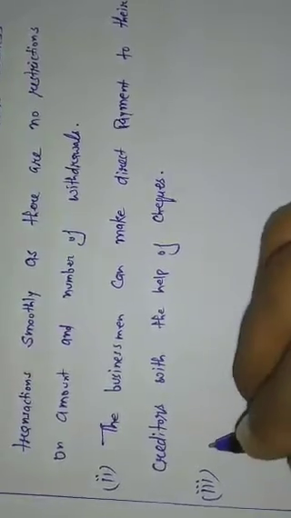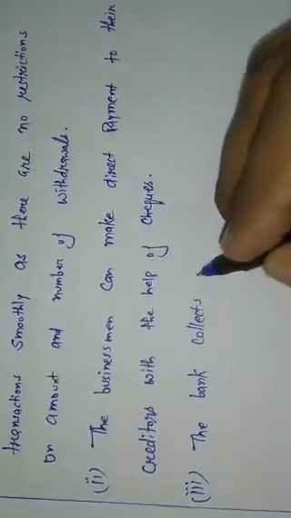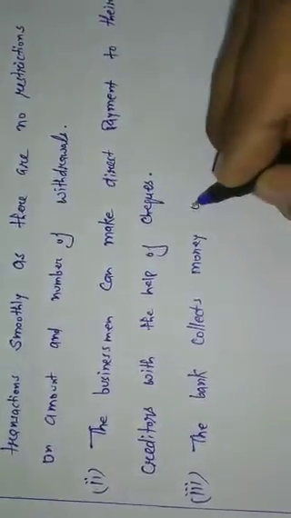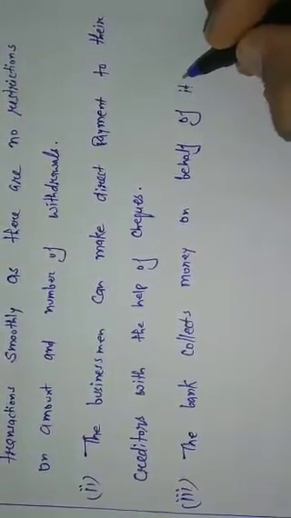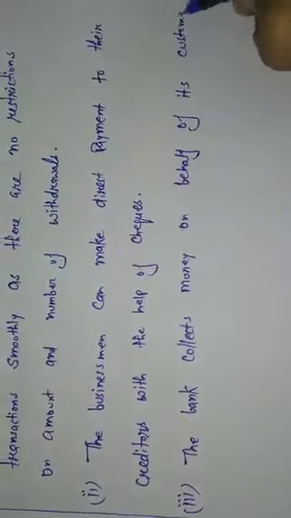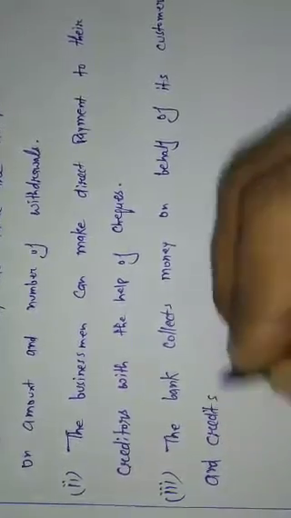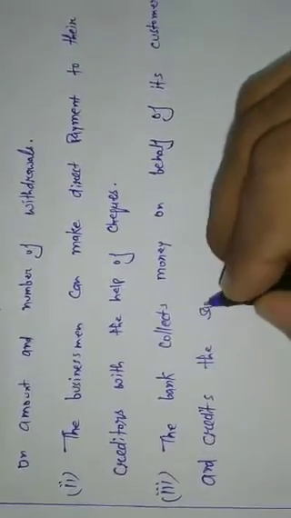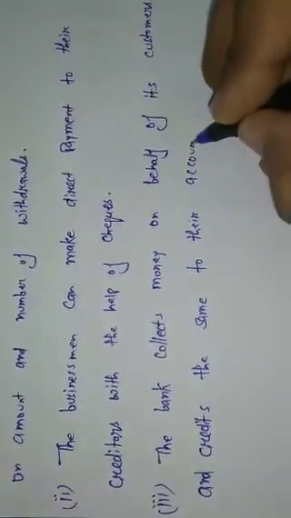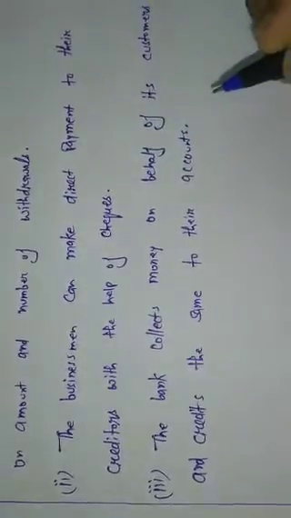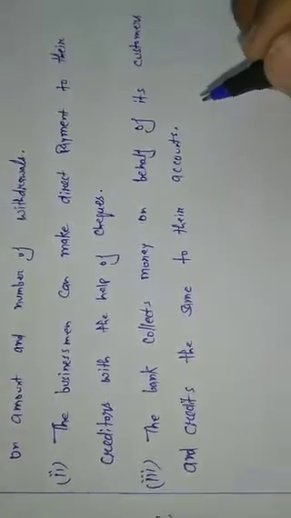Third point: the bank collects money on behalf of its customers and credits the same to their accounts. It means the bank can also perform activities related to collecting the money and then depositing it in their account.